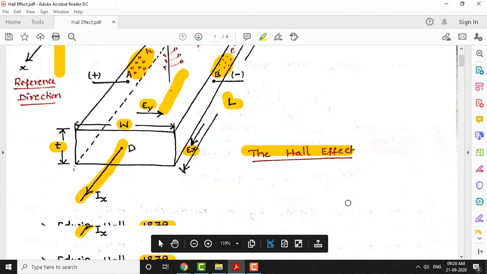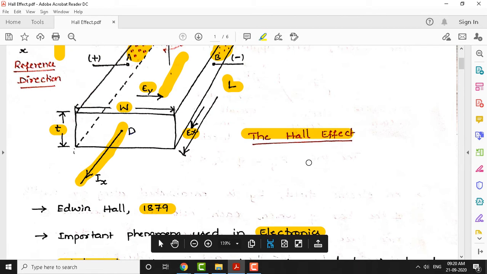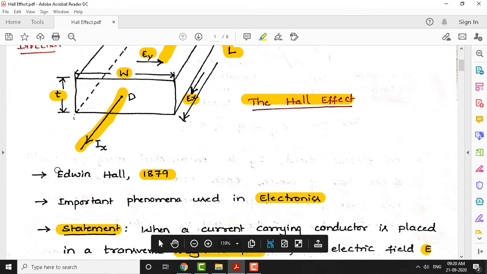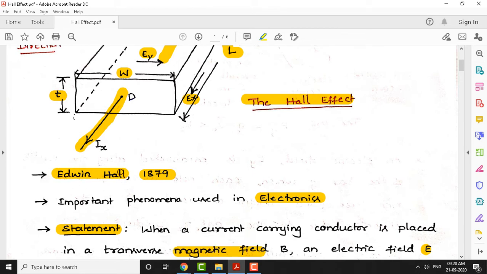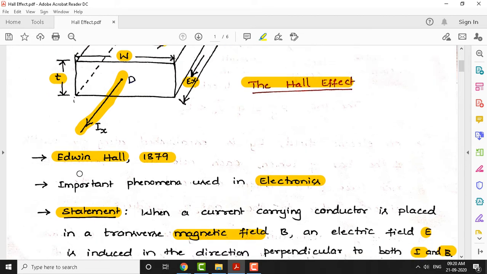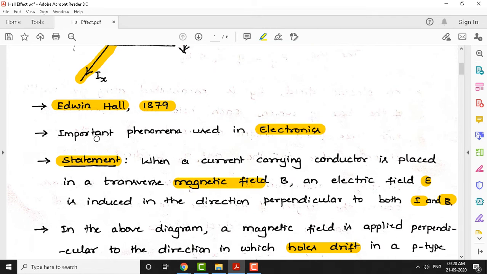Now let us see who is the person behind this Hall effect. The Hall effect phenomenon was introduced by the famous person Edwin Hall in the year 1879. It is an important phenomenon, of course, used in electronics. You will get to know the different applications of the Hall effect phenomenon. What is the statement of this Hall effect?